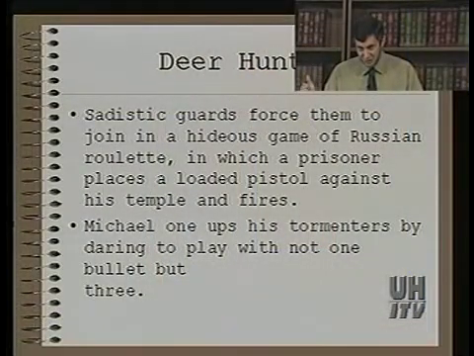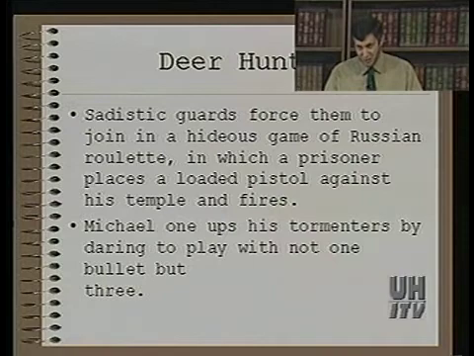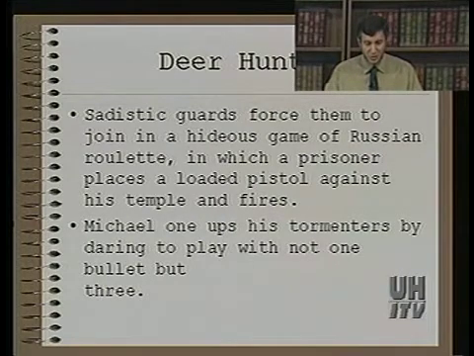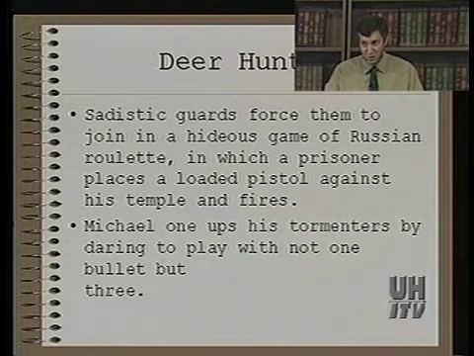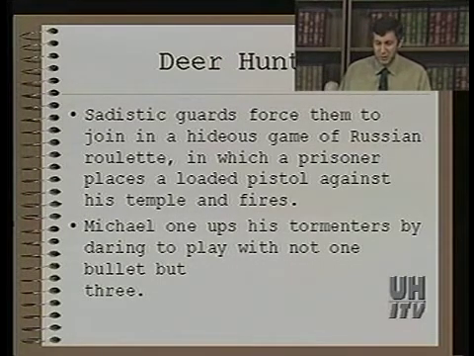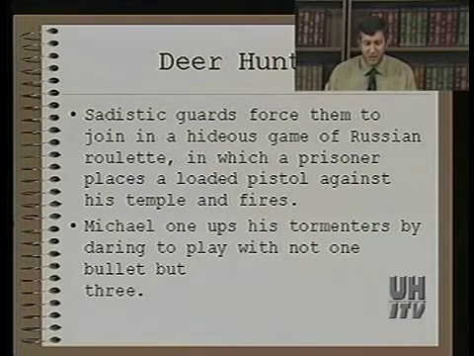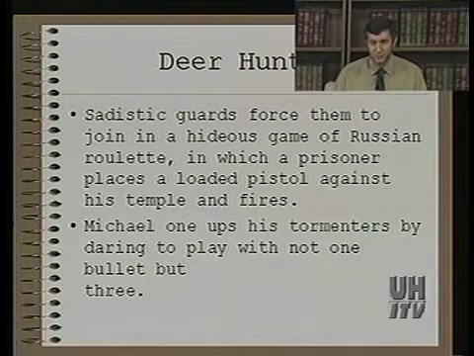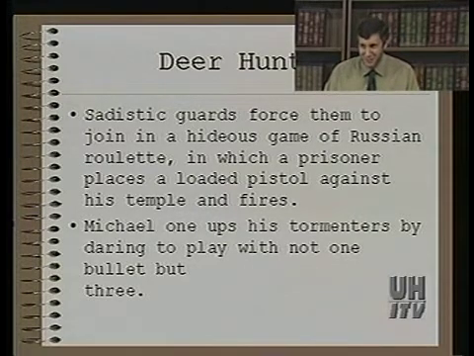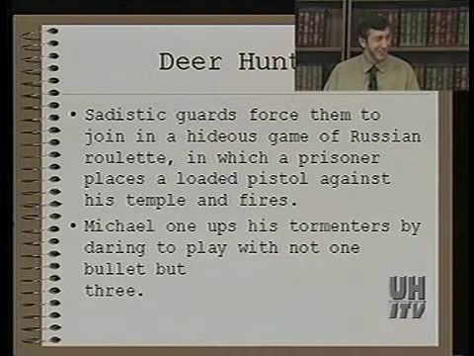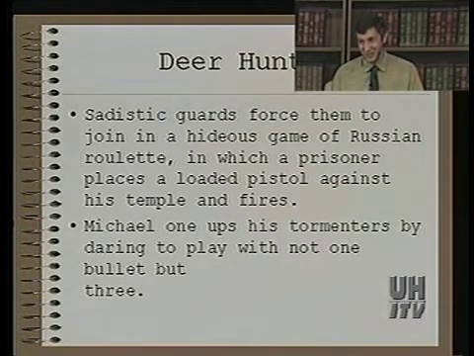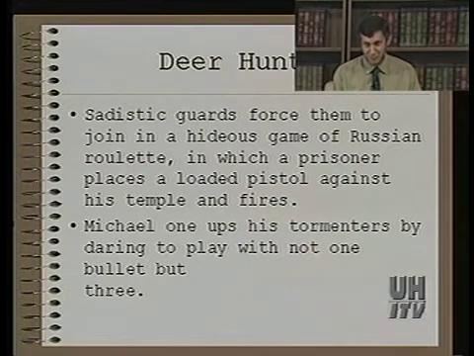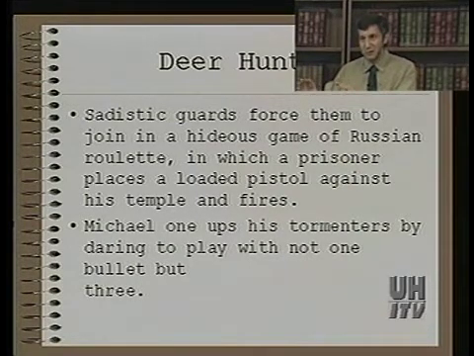Okay, you have sadistic guards, right, guarding the American prisoners. They're forced to participate in a game of Russian roulette in which the prisoner must place a loaded pistol against his temple and fire. And Michael one-ups his tormentors by daring to play the game not with one bullet, but with 3 bullets in the chambers. Very remarkable. Now, is this an accurate glimpse of the Vietnam War?